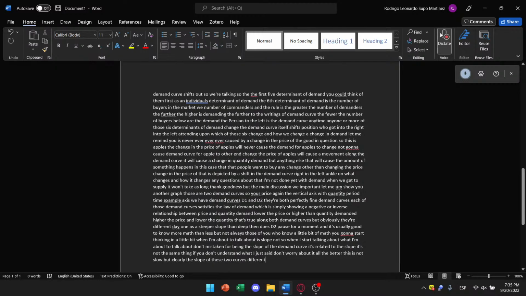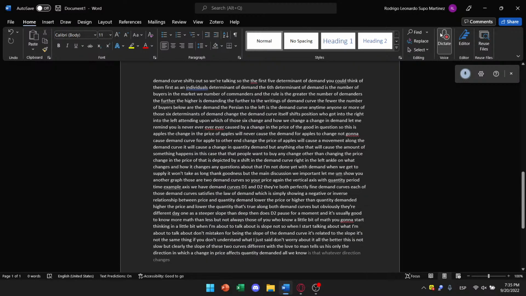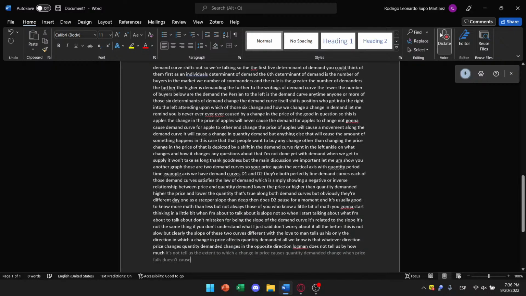What the law of demand tells us is only the direction in which a change in price affects quantity demanded. All we know is that whatever direction price changes, quantity demanded changes in the opposite direction. The law of demand does not tell us by how much. It does not tell us the extent to which a change in price causes quantity demanded to change. When price falls, does it cause quantity demanded to change by a lot or by a little? When price rises, does it cause quantity demanded to change by a lot or by a little? The law of demand doesn't tell us that.